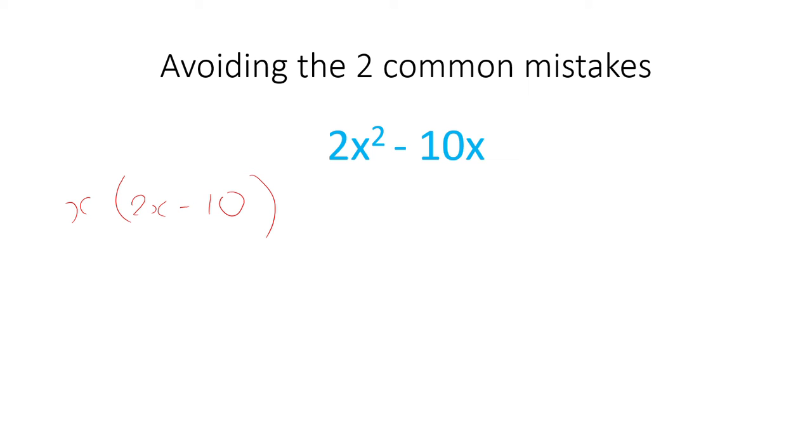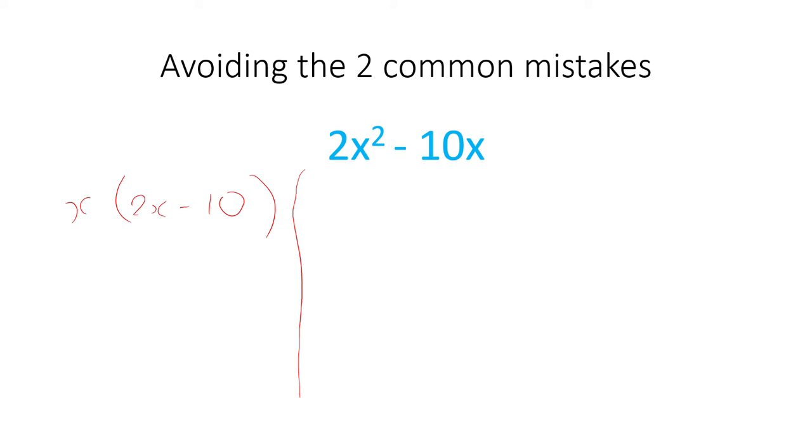But what you'll notice by looking at this bracket is that you can actually find common factors of 2x and minus 10. In other words, you can factorize this bracket even more. So while this has been correctly factorized, it's not fully factorized. So that's the first thing I want to talk about. Make sure when you're looking for common factors, you take out as much as possible, so you're fully factorizing it.